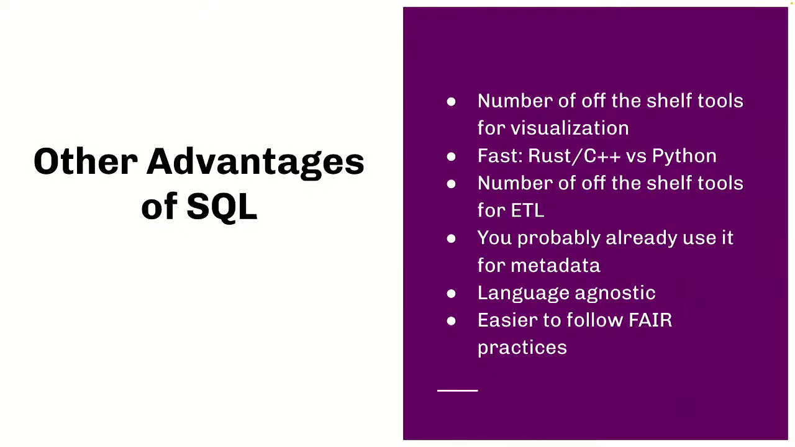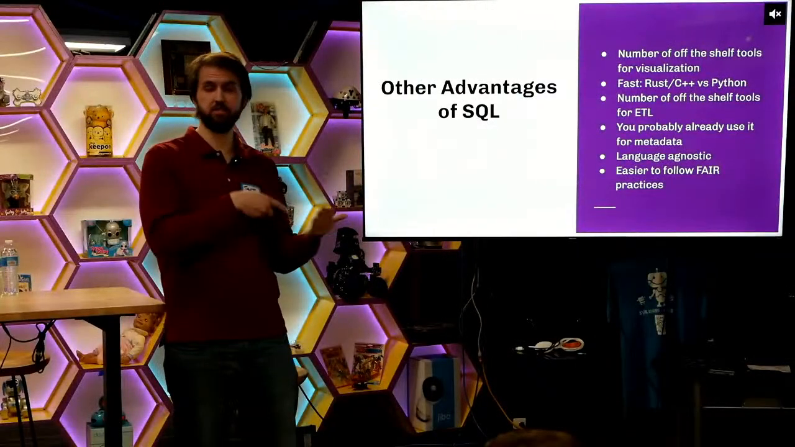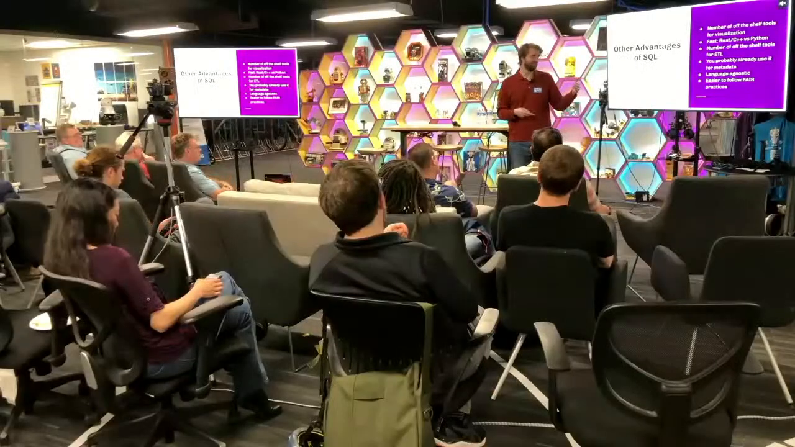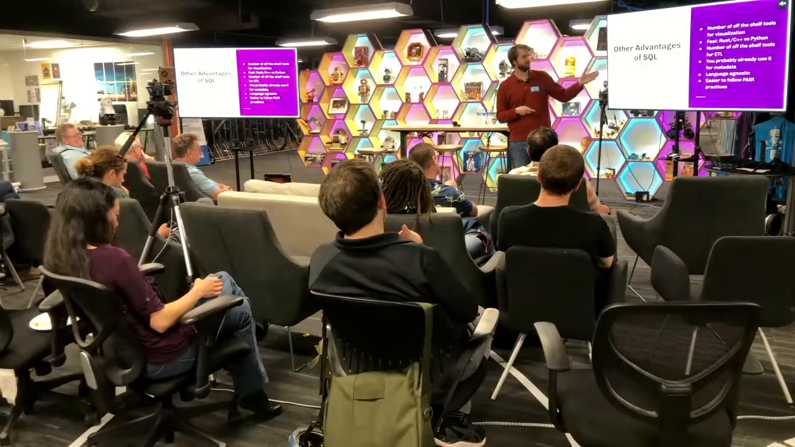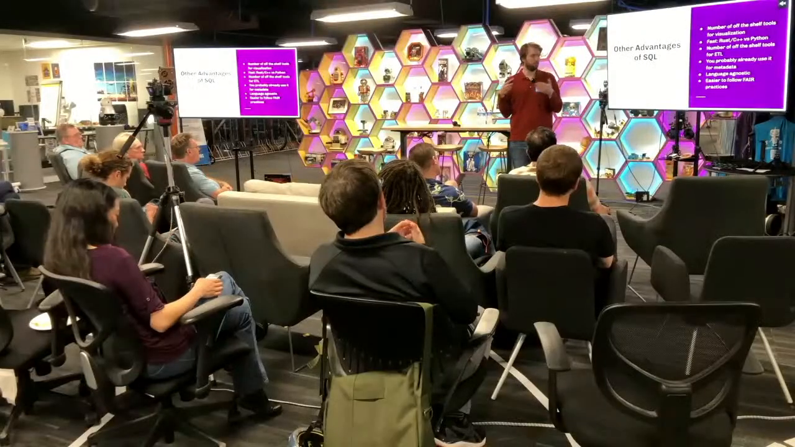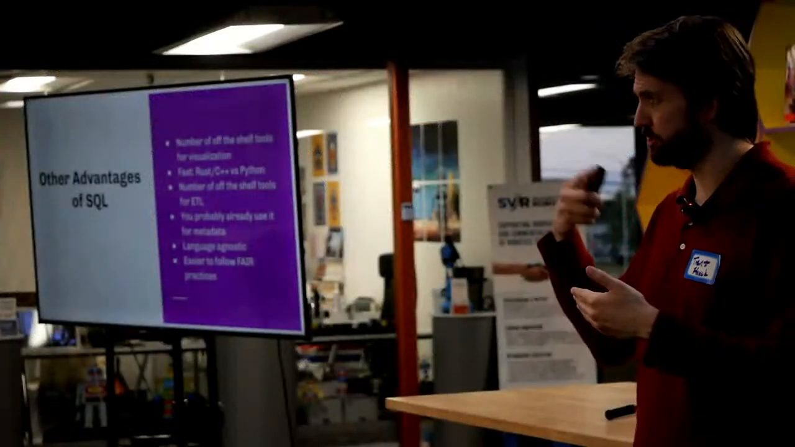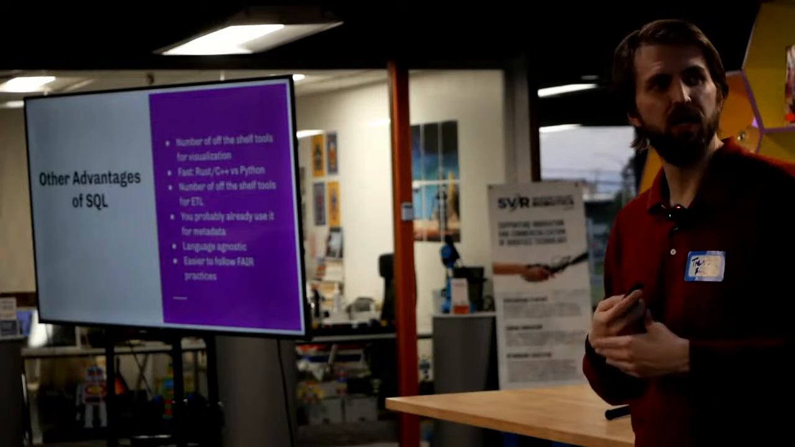If you write stuff in SQL, you can write it in really fast languages and then run that in, say, Python. So you get the speed advantages of Rust, which is kind of the hot new thing, but a fair amount of the code is also in C++. So you get fast code while being able to potentially use higher level languages to express the glue.